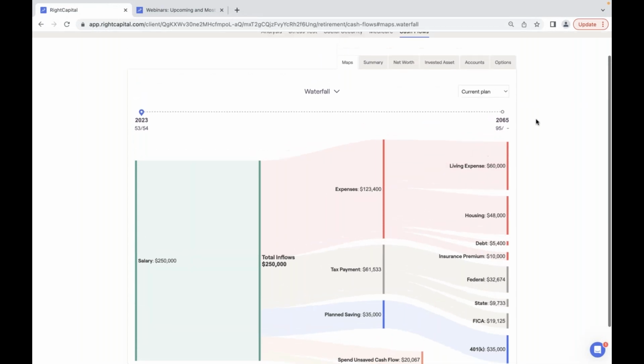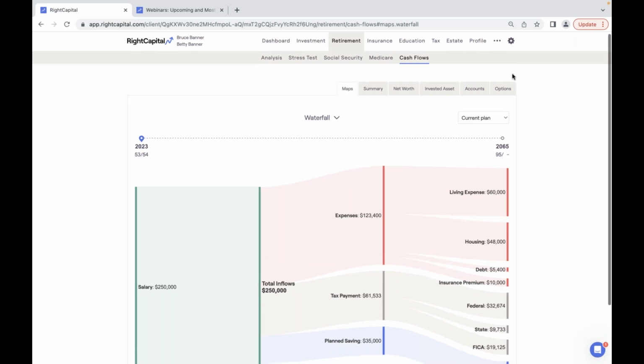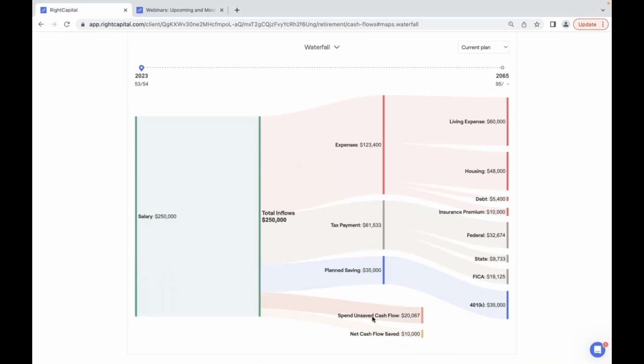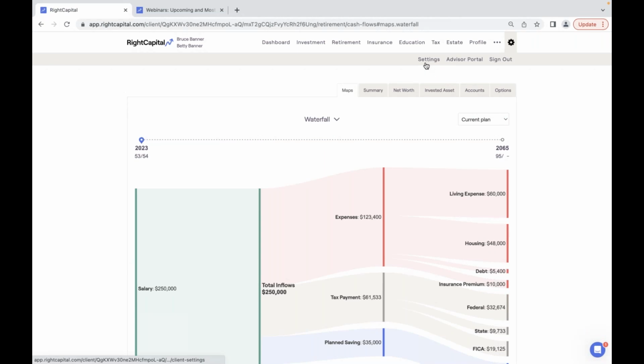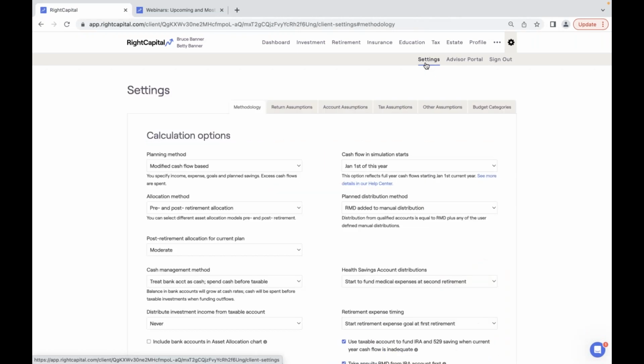So let's talk through that setting though, because there's also the option, instead of spending the excess cash flow, to automatically just save and reinvest that excess cash flow. So those settings are found within the gear icon settings tab. And you're going to find these settings under the methodology area under the planning method.